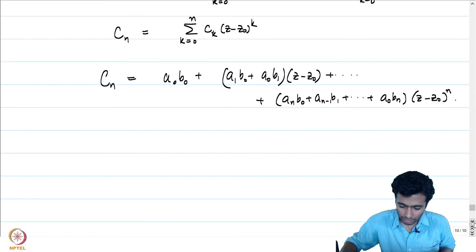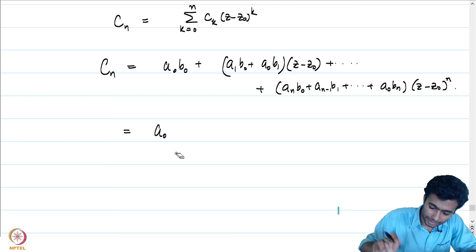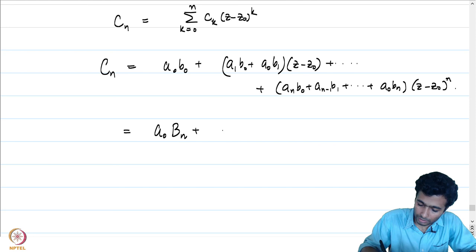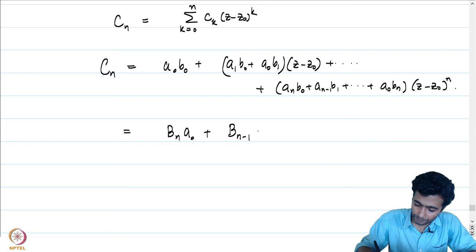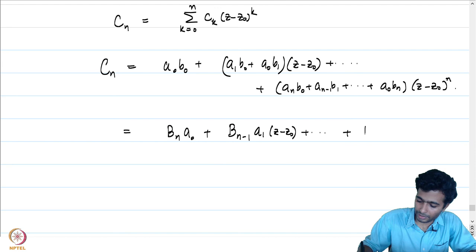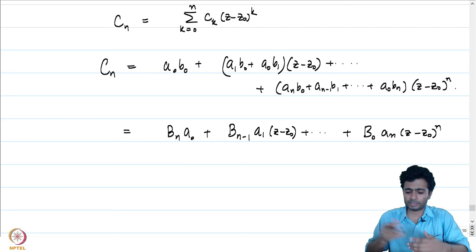If we capture the like terms, what do we have? This is going to be equal to a0 times (b0 plus b1 (z minus z0) plus ... plus bn (z minus z0)^n), plus a1 times (bn minus 1 ...) into (z minus z0), going on up to an into b0 (z minus z0)^n. It is just a rearrangement of terms that was done to write it like this.